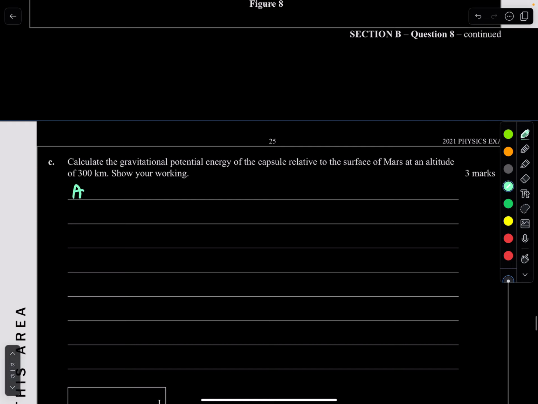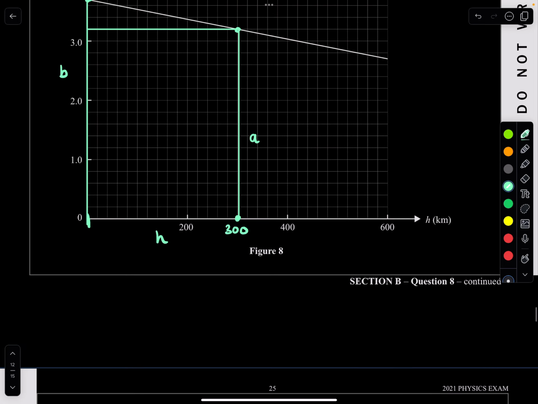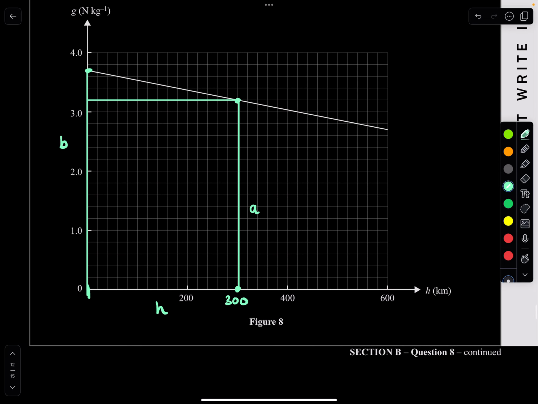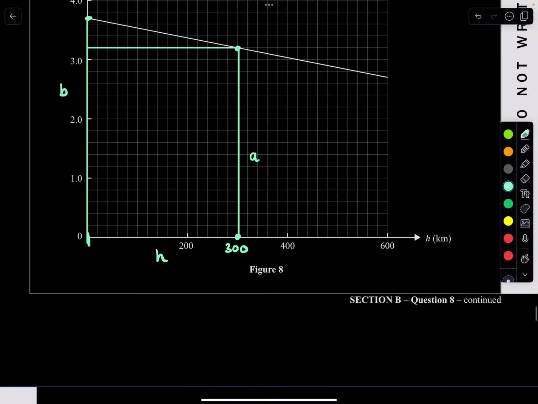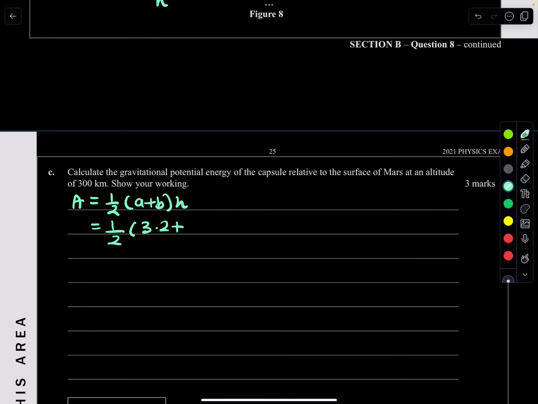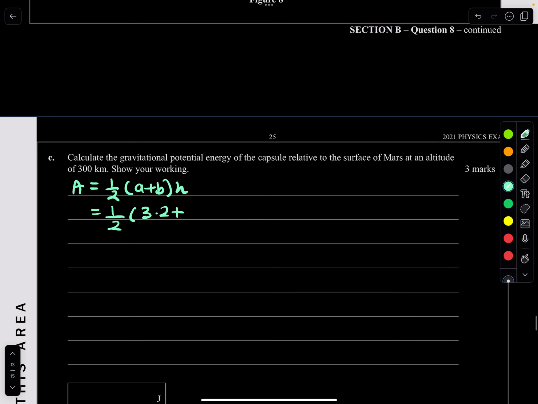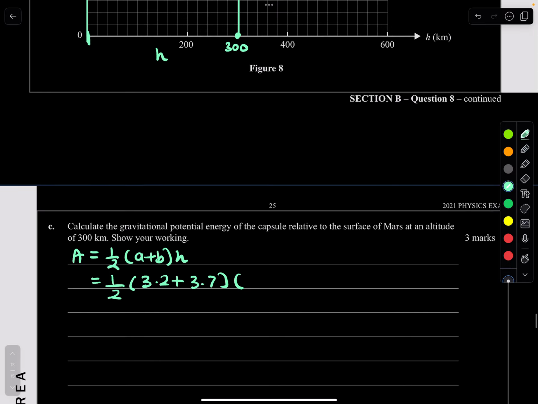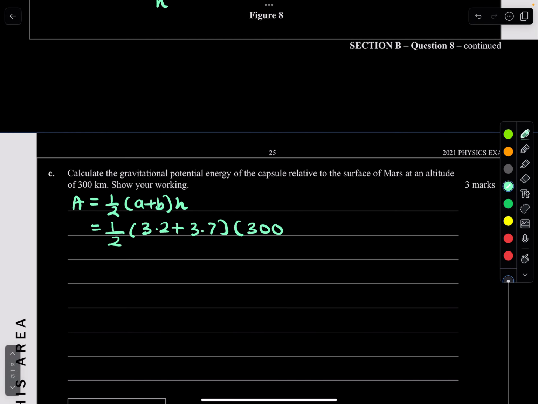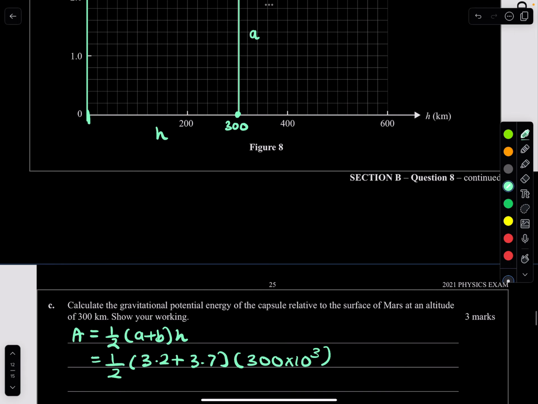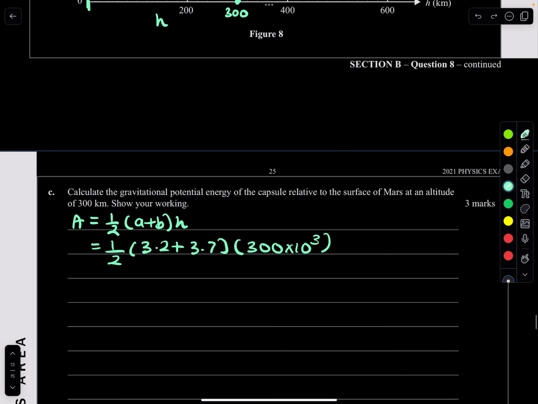So the area of a trapezium is half, which is A plus B, times height. Half your A in this case, which is, where does it go by? 2, 4, 6, 8, 10. So it's 3.2 plus B, which is 2, 4, 6, 3.7, times your height, which is 300 times 10 to the power of 3. Make sure it's in meters, not kilometers. And so this here will overall give me the area.